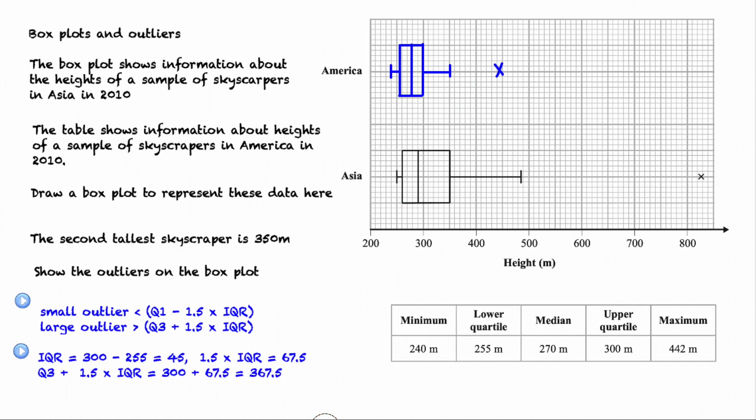So that video shows you how to draw the box plot and how to determine where the outliers are. I hope you found it useful.